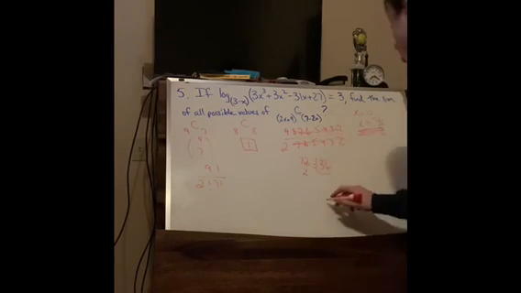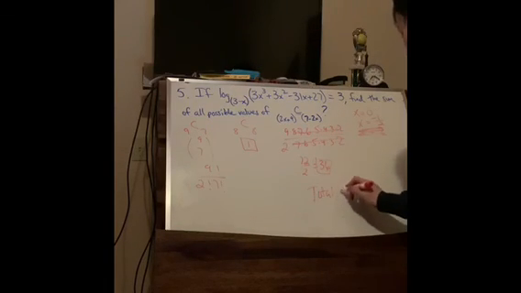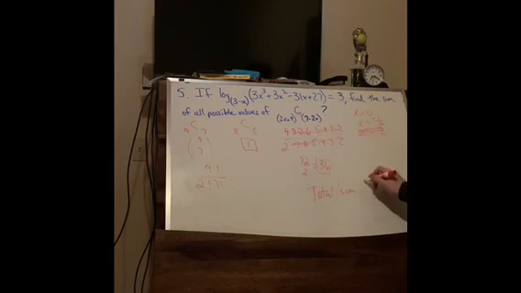So the total, all the sum of the possible values, is going to be 36 plus 1. Final answer is going to be 37.